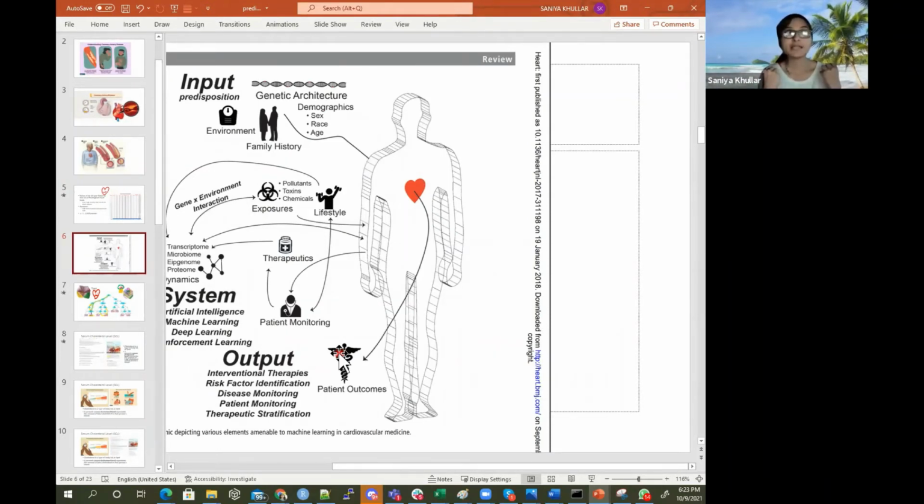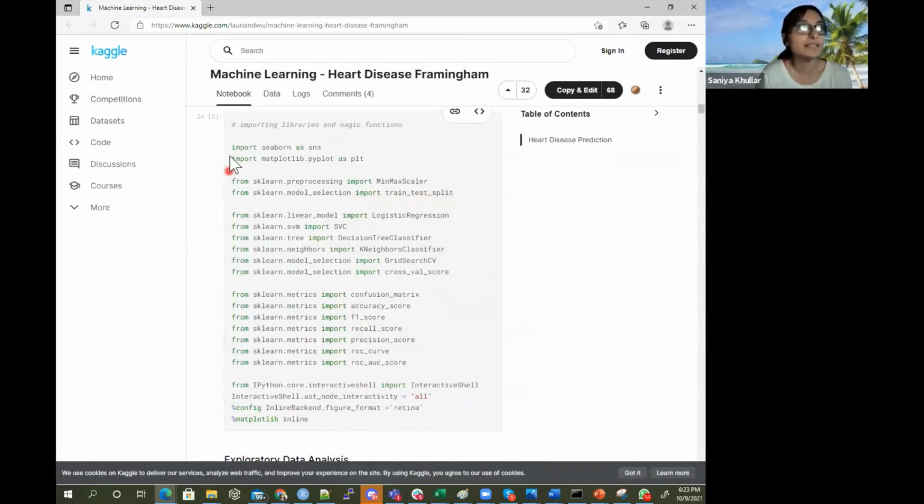We're also looking at other things, like education and gender, because remember, one of the findings is that males have a higher risk of CHD, coronary heart disease, than females. So we're trying to figure those things out. How can we predict this? And this is in Python.